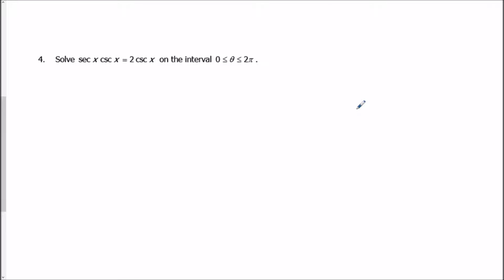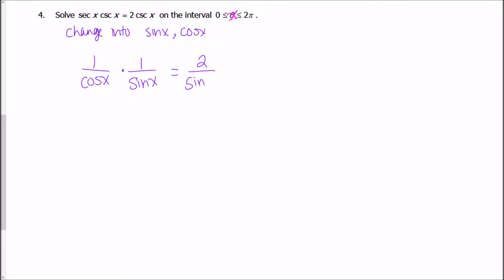All right, so let's take a look at number 4 now. And in number 4, it says secant of x times cosecant of x is equal to 2 cosecant of x on this interval. Again, please make this an x for me. Sorry about that. So right here, we're going to change everything into sine and cosine. Secant of x I know is 1 over cosine of x, and cosecant of x is 1 over sine of x, and 2 cosecant of x is 2 over sine of x.